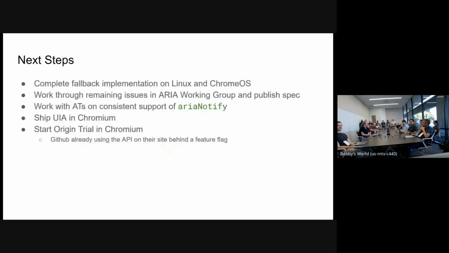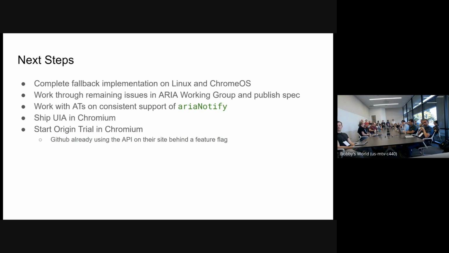So next steps. Although the API has made a lot of great progress over the last couple years, we still have a few remaining items to work through before we get this over the finish line. So firstly, we still need to land code for a live region fallback on Linux and Chrome OS. There were a couple large remaining issues in the ARIA working group to work through, for example, the notification type, which should help us in landing the final version of the spec.